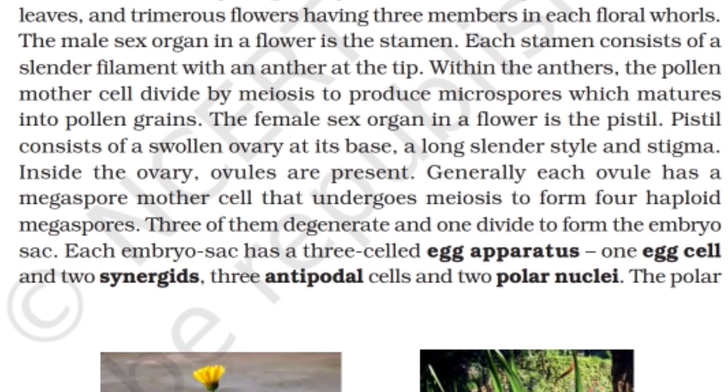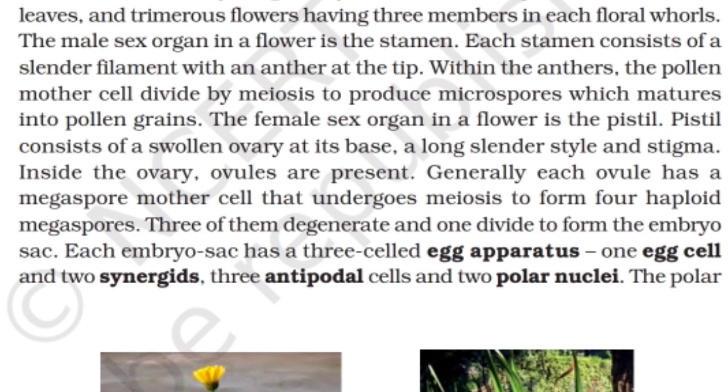The male sex organ in the flower is the stamen. Each stamen consists of a slender filament with an anther at the tip. Within the anthers, the pollen mother cells divide by meiosis to produce microspores, which mature into pollen grains. The female sex organ in a flower is the pistil. Pistil consists of a swollen ovary at its base, a long slender style and stigma. Inside the ovary, ovules are present.